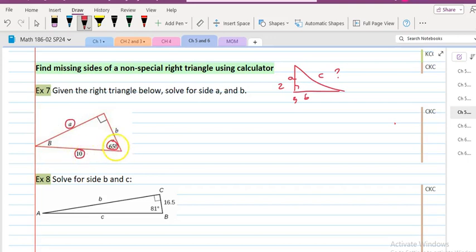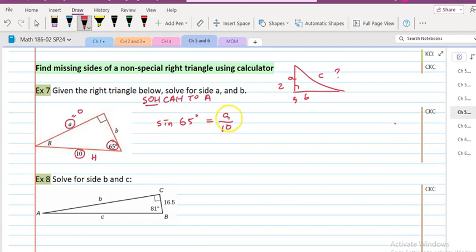So relative to 65, this is H, hypotenuse, right? Relative to 65, this is what? This is O, the opposite. So if I have O and H, what function do I use? I'm going to write SOHCAHTOA. O and H is sine. So I would write out sine 65 is equal to O, which is A, the missing one, over H.